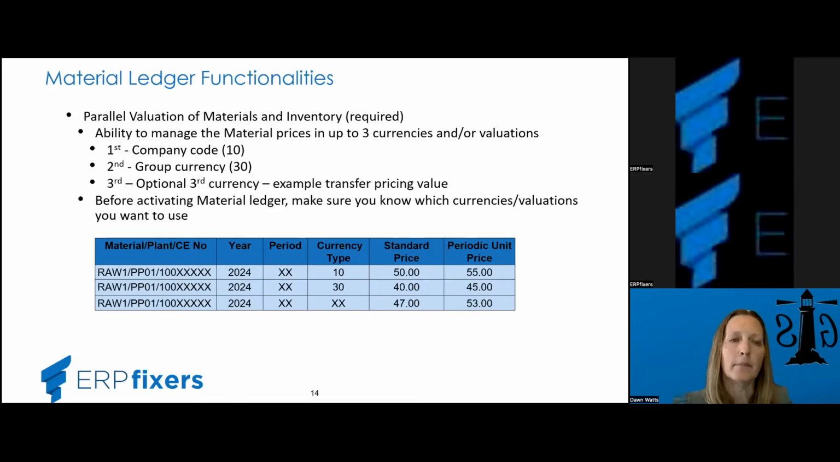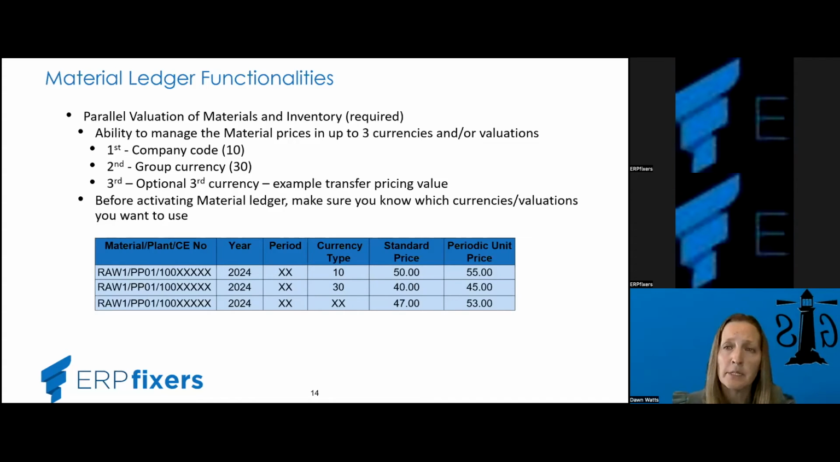You already had company code currency in your SAP system if you're in ECC, and you'll have it in S4 regardless. But the next piece is group currency. So with material ledger and the parallel valuation approach, you get company code currency and group currency, right? If your group currency is different than your company code currency, then you'll see the value in both of those currencies. You also have the option for a third currency, for example, if you wanted to have a transfer pricing value. So you can have the values for your material in these 3 currencies.